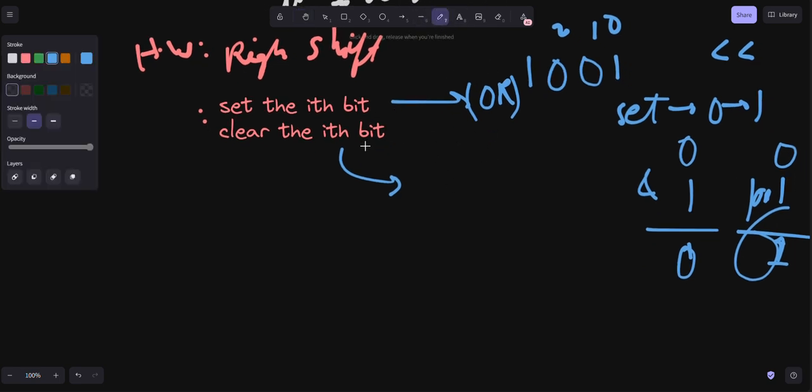And for the similar clear the bit, again I'm just explaining the homework, but it's fine, this is the first time. Now if you need to clear the ith bit, what is clearing the ith bit? It means making 1 to 0. Now let's say we have this 0 1 2.